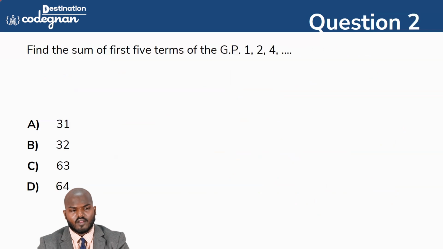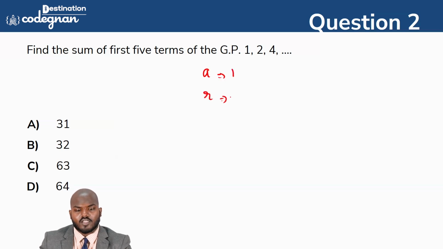I'll go for the next one. That is the sum of the first 5 terms. The sum of the first 5 terms of the GP, the first terms are 1, 2, 4. So first of all, you can call A is equal to 1. R is equal to what? R is equal to R2 by R1, right? So if I apply 2 by 1, we are able to get that R.